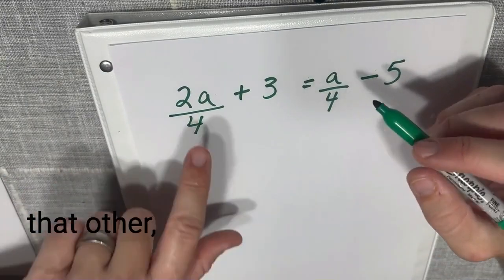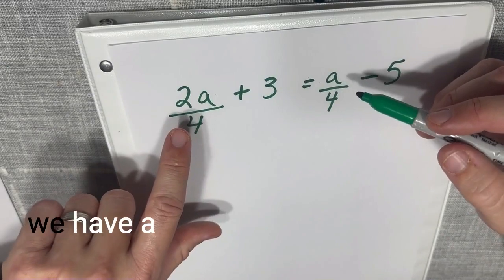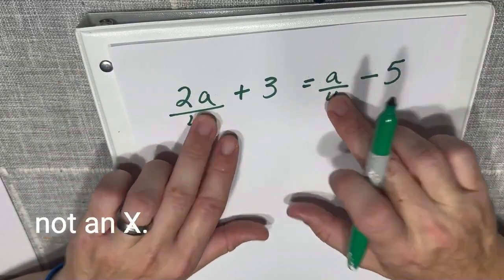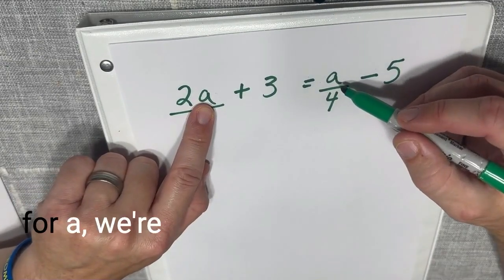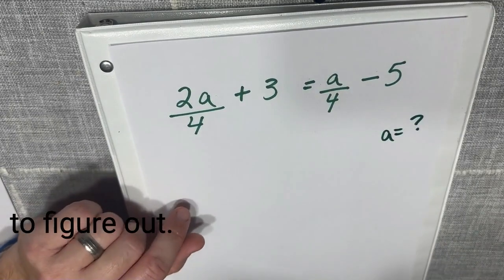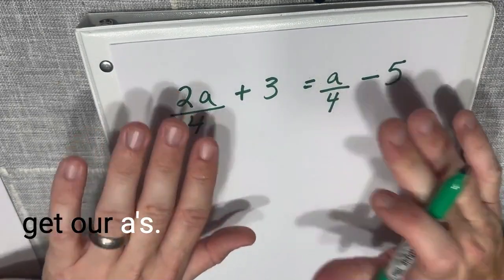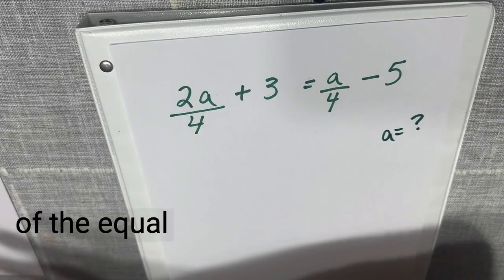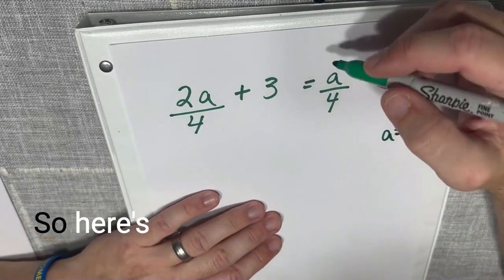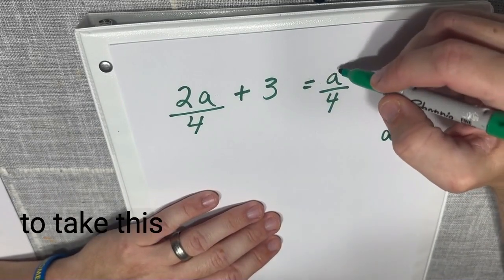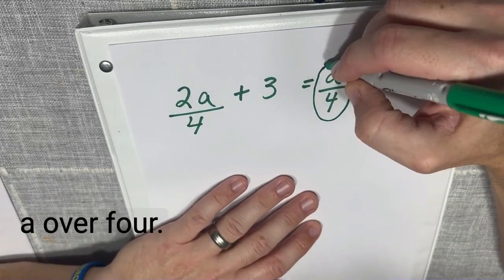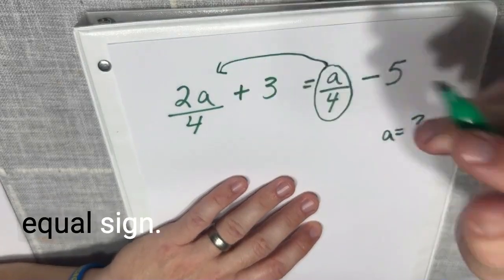Okay. Now, like the question we just did, we have a variable. It's the same variable. In this case, it's an A. It's not an X this time. We got the variable A. We're solving for A. We're trying to figure out what A will equal. That's what we're trying to figure out. So what we want to do is we want to get our A's on one side of the equal sign and our whole numbers, the numbers that don't have a variable, on the other side. So here's what we're going to do. We're going to take this A over 4, that entire A over 4, and take that all over to the left side of the equal sign.